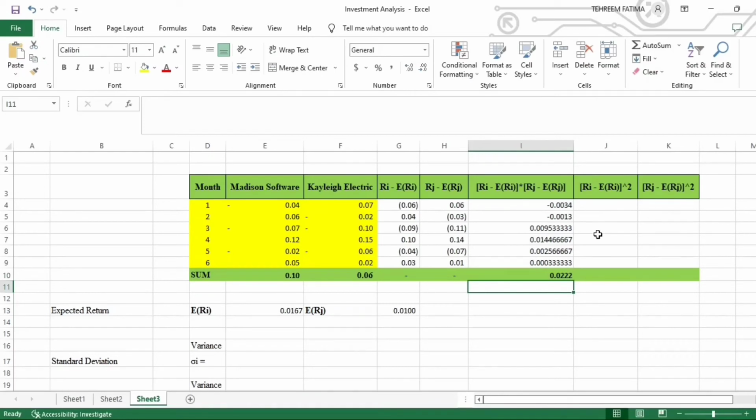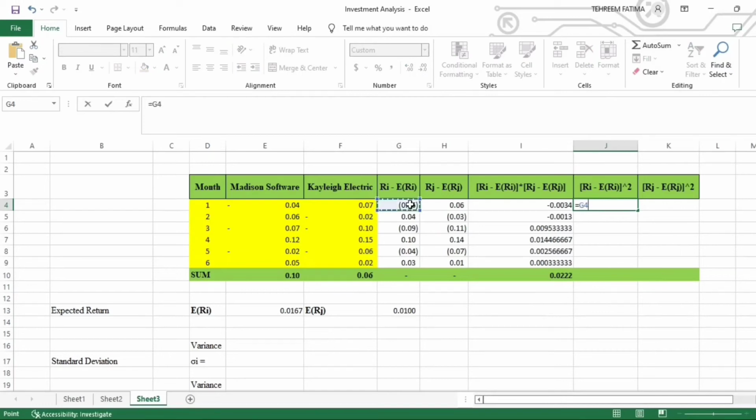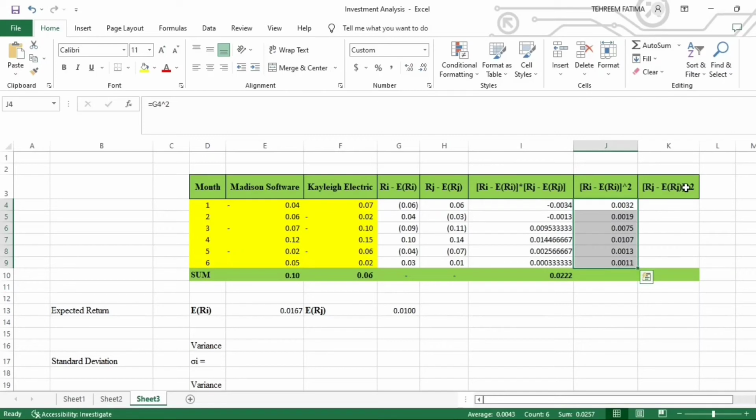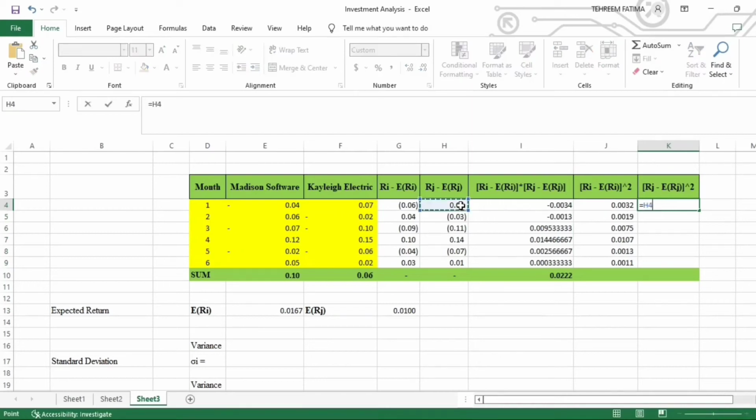Now for the calculations of standard deviations, we are first going to compute the variance. For variance, equals this value squared, or square caret 2, enter. Click on the bottom right handle over here and drag the cursor all the way down. Same I'm going to do for Kayleigh Electric: equals this value, squared, down.